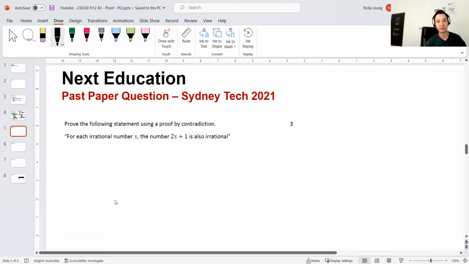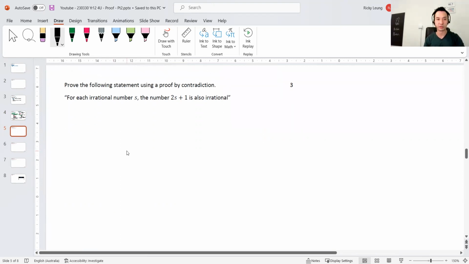Now, where was this from? Sydney Tech. I don't think this one's hard at all. It's 3 marks though, so relevant, but I don't think it's that hard. So, prove by contradiction. For each irrational number S, the number 2S plus 1 is also irrational. So I need to prove that the negation of this is illogical, or is false.